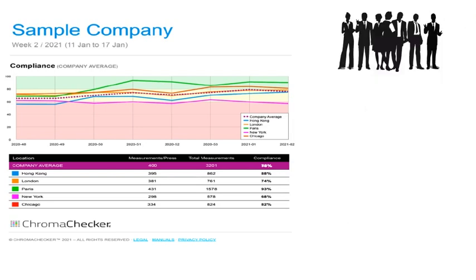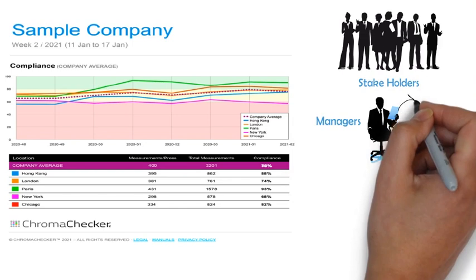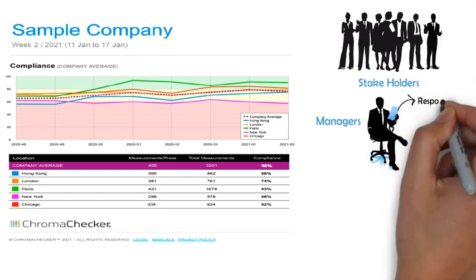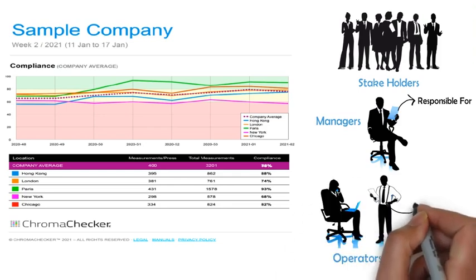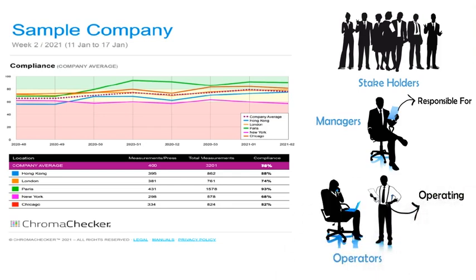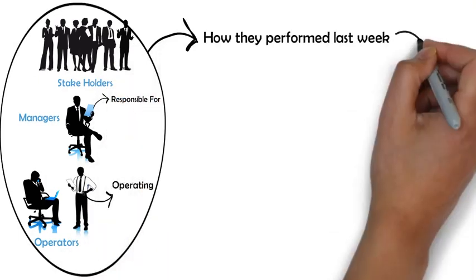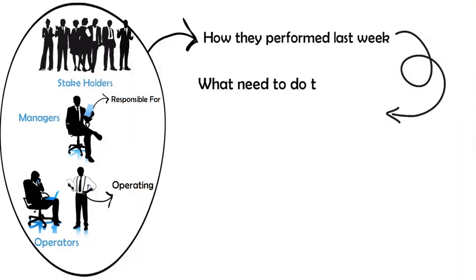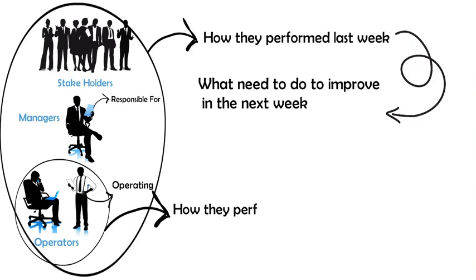Details of each report are relevant to each stakeholder, so managers only get reports related to the printers that they're responsible for. Operators only get reports for the printers that they're operating. And in this way, the entire organization knows how they performed last week and knows what they need to do to improve in the next week. Even operators get their own reports showing how they performed against the company average.